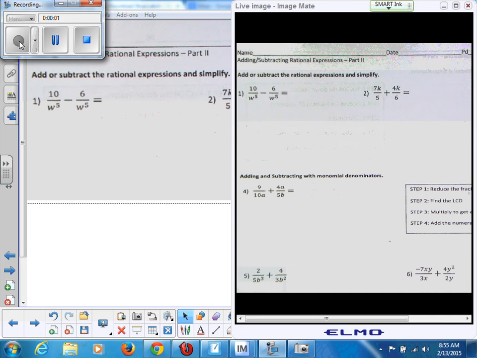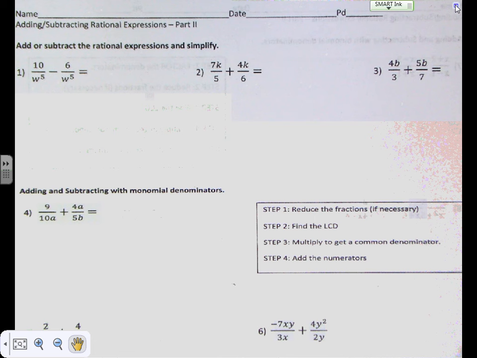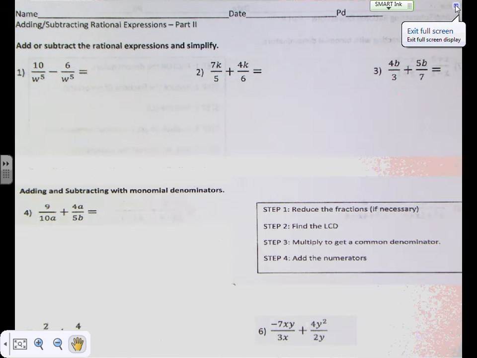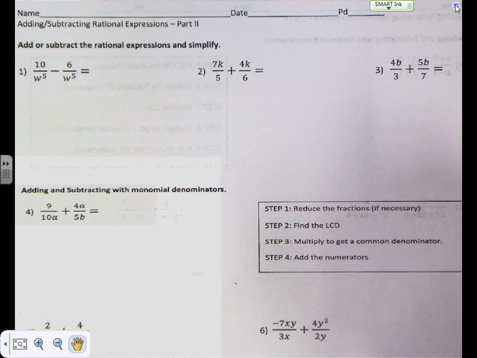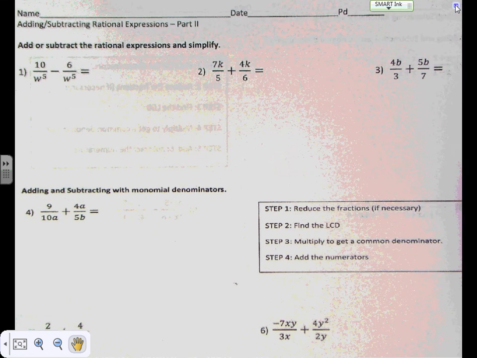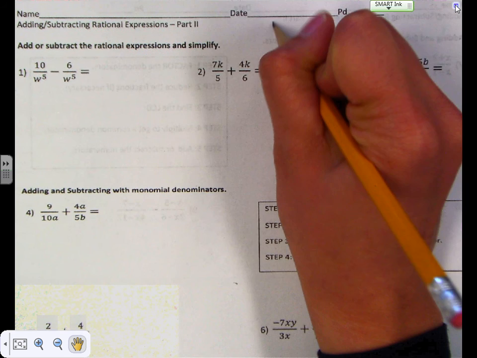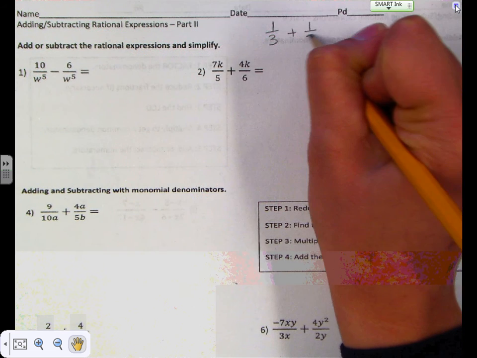Alright guys, so today we're going to take some notes on adding and subtracting rational expressions. I would like you to follow along in your handout, and whatever I write down on the piece of paper, you're going to also write down. Okay, if I'm adding, we go old school, 1/3 plus 1/2.